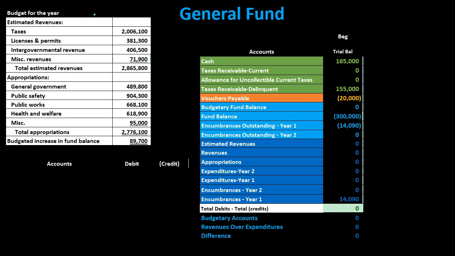So we're going to have the estimated revenues and the appropriations. We're breaking out the estimated revenues and appropriations by category with regards to the revenue: taxes, licenses, intergovernmental, miscellaneous. Of course, this is revenue to the government. Then we have the appropriations, similar to expenditures or expenses that we're estimating. We're allocating resources in accordance with these categories: general government, public safety, public works, health and welfare, miscellaneous.